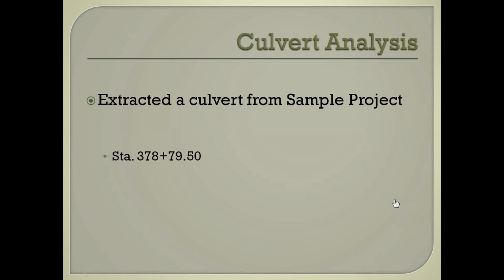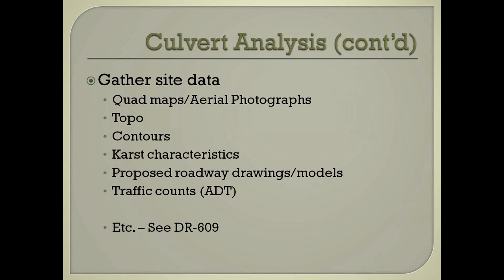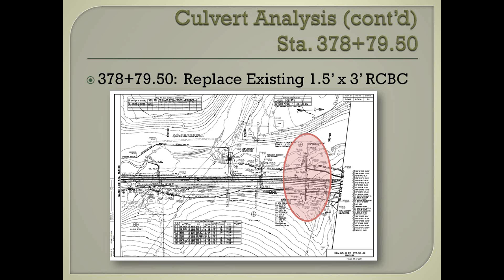Now we extracted the culvert at station 378 plus 7950, and the first thing we do when we look at designing a pipe is we need to get our quad maps. Aerial photographs are wonderful. Your topo sheets for your contours, any other characteristics that might be important for this, where there's sinkholes. You need your proposed roadway drawings and models. You also need to know how much traffic is using this highway. And again, at the bottom of every slide, we should have ones where you can know where to go in the drainage manual to get some of this information.